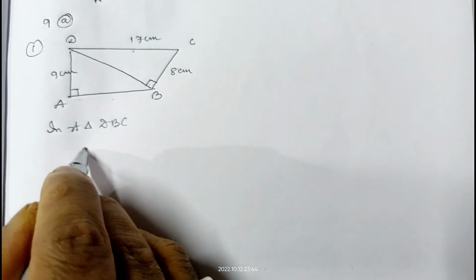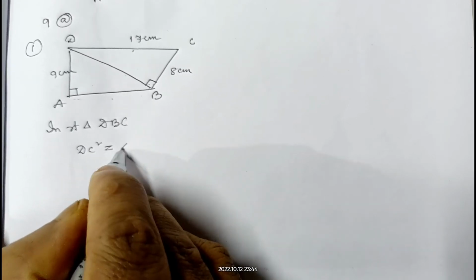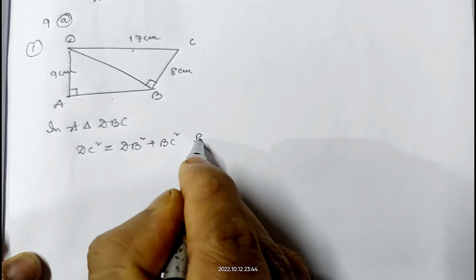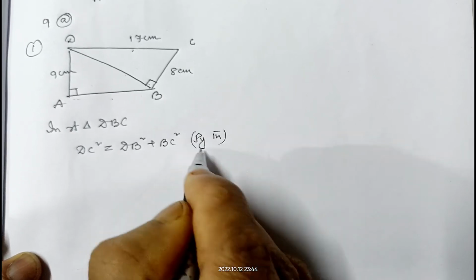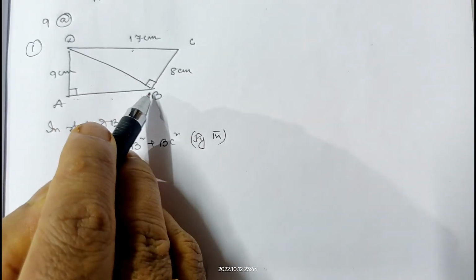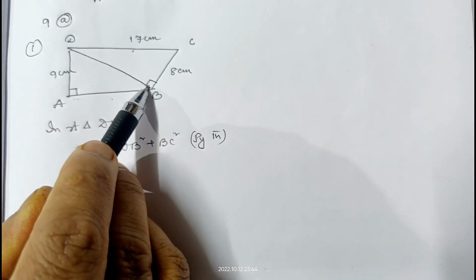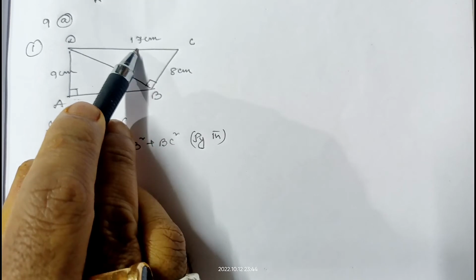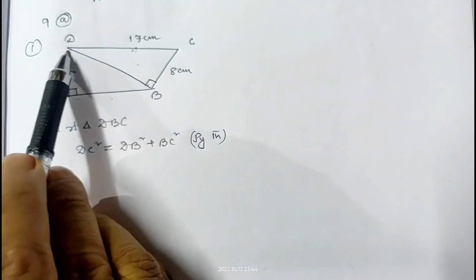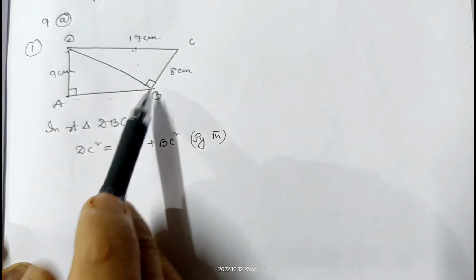So we can write DC square equals DB square plus BC square. You should write Pythagoras theorem in the bracket. It is better to write in full. So DC square is DB square plus BC square. Since this is 90 degrees, this opposite side is the hypotenuse, and in Pythagoras theorem we have to start from the hypotenuse. So I have written DC square is DB square plus BC square.